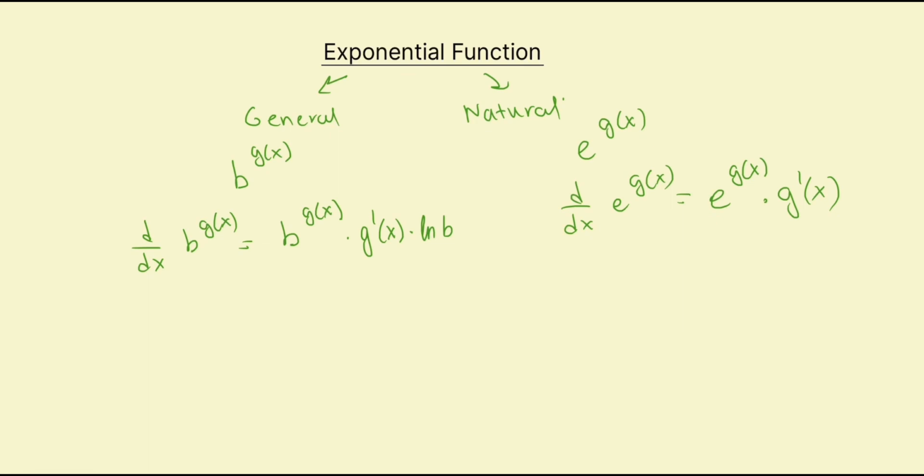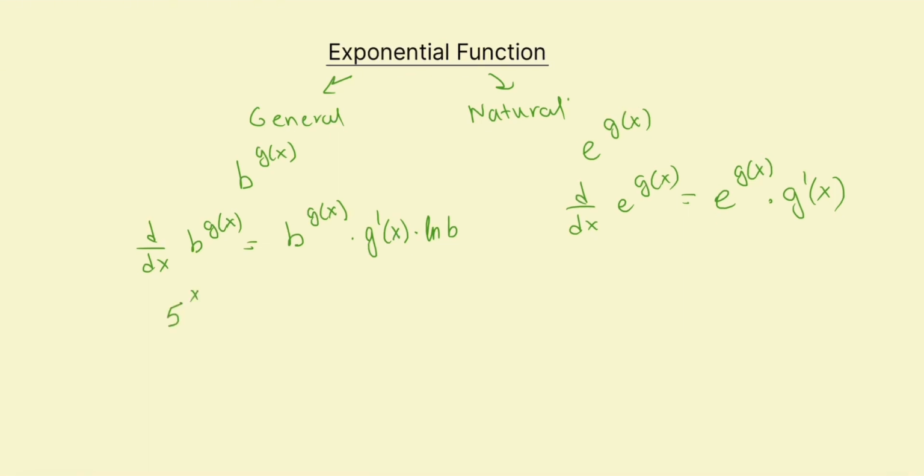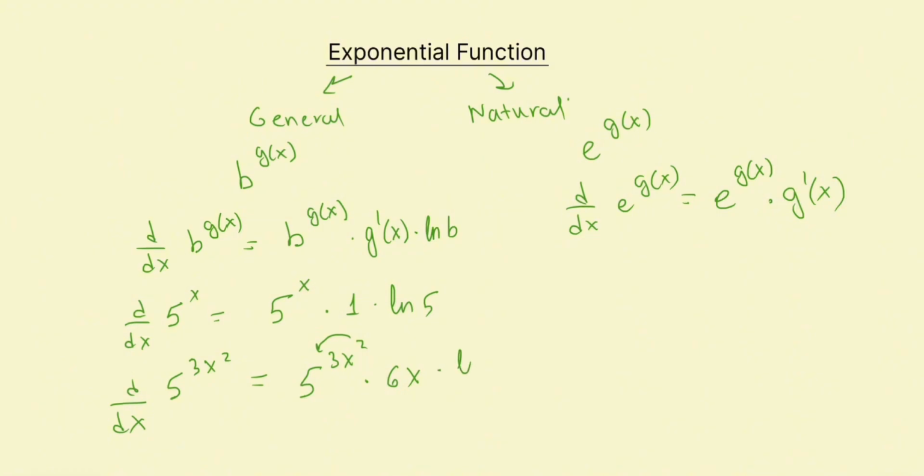Now let's do some examples. Let's derive 5 raised to the power x. This would equal 5 raised to the power x times the derivative of the function x, which is 1, times natural log of 5. Let's do another example. Let's do 5 raised to 3x squared. This would equal 5 raised to 3x squared times derivative of 3x squared, which, using the chain rule, is going to be 6x, times natural log of 5.